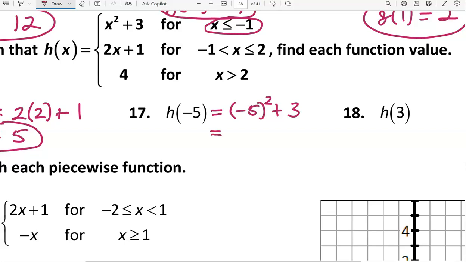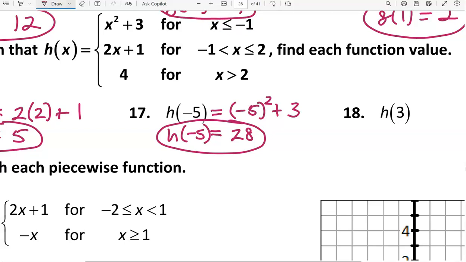It's important to recognize that negative 5 belongs in parentheses there so that we are clear that we're squaring the negative value and not squaring just the 5. So negative 5 squared is 25. 25 plus 3 is 28. So h of negative 5 is 28.